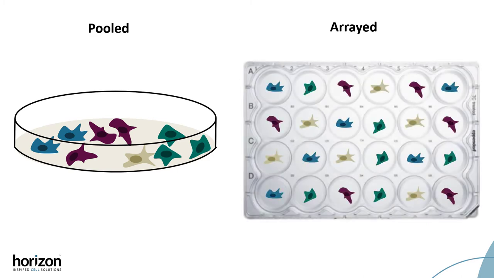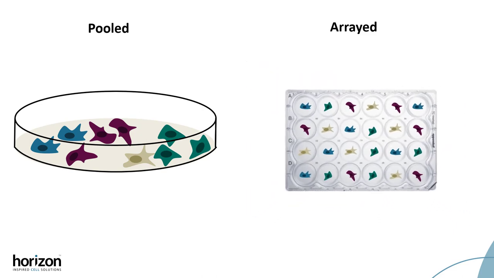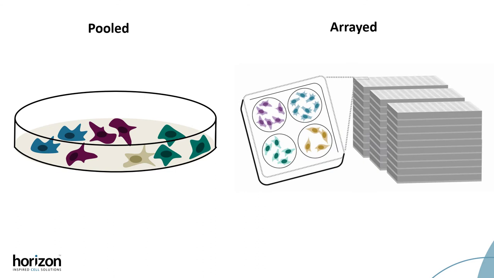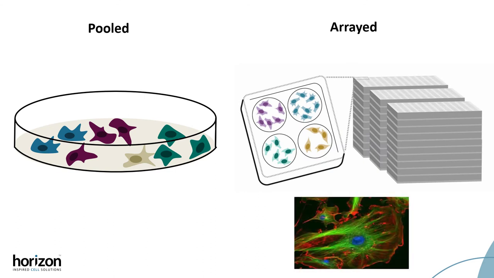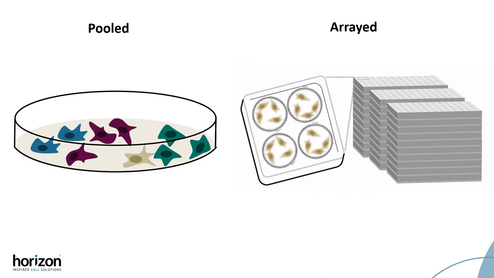Like a hotel's many rooms, arrayed screens are done on a larger scale in multi-well plates, and there are a whole lot of them. Arrayed screens are used to look at growth features, such as protein expression and maybe its location in the cell, or any other analysis that requires microscopy. The key difference is what you get at the end.